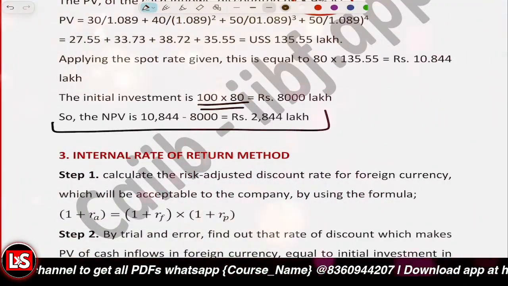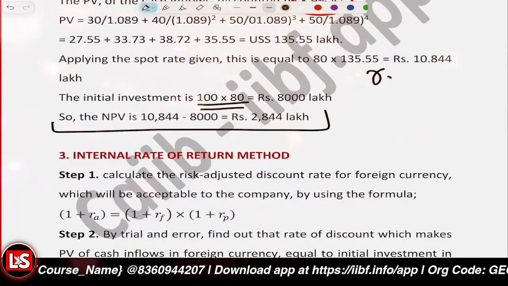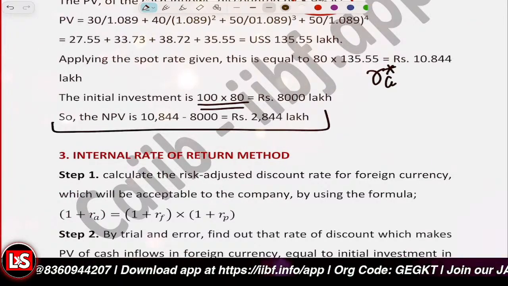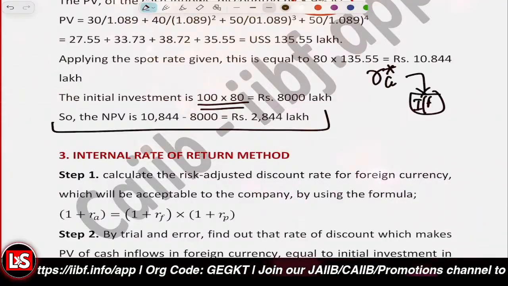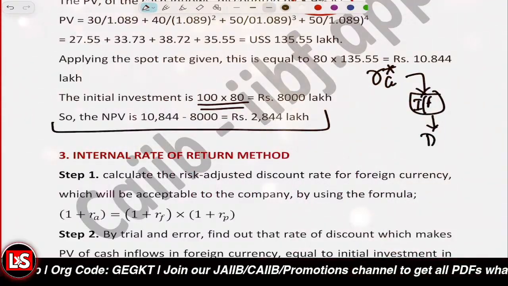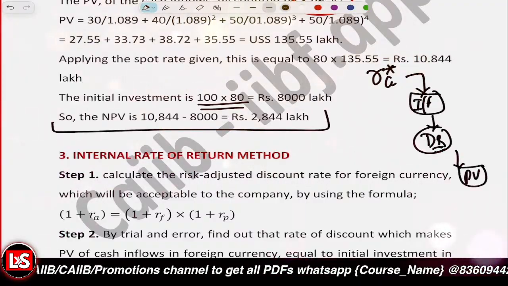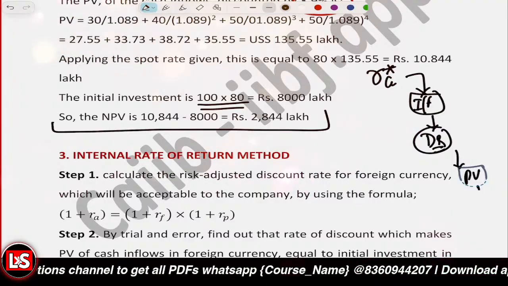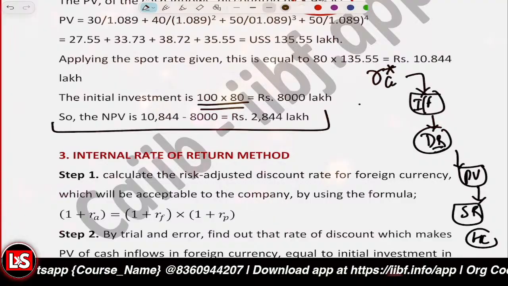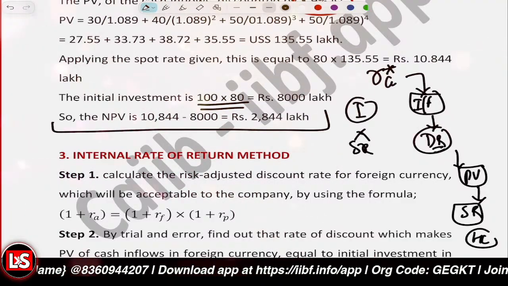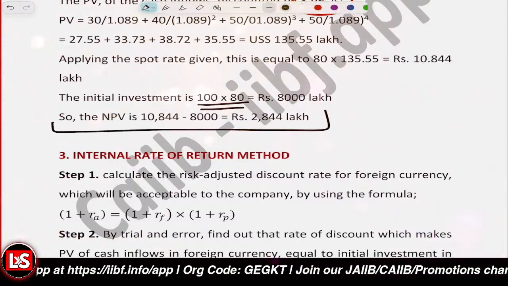Here's the NPV. So what steps did we follow? First of all, we calculated the RA star, the risk adjusted rate for the foreign currency. We discounted these inflows, so the discounting is done and we calculated the present value. So far it's in USS. Then we multiplied it with the spot rate and got the home currency value. For the initial investment also, we simply multiply with the spot rate, and we get it in home currency. That's it. Thereafter, we can easily calculate the NPV.